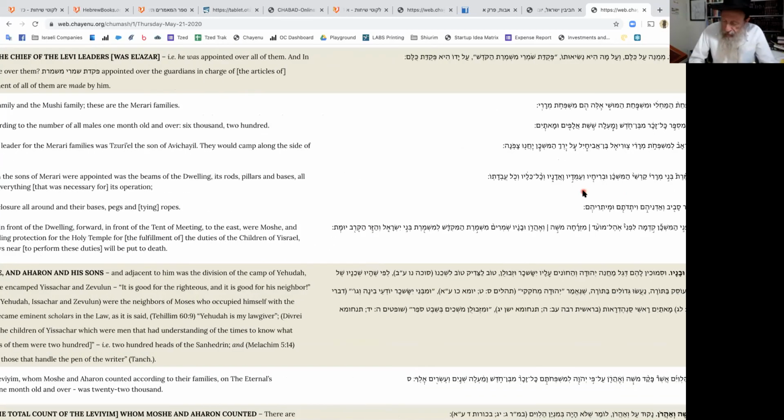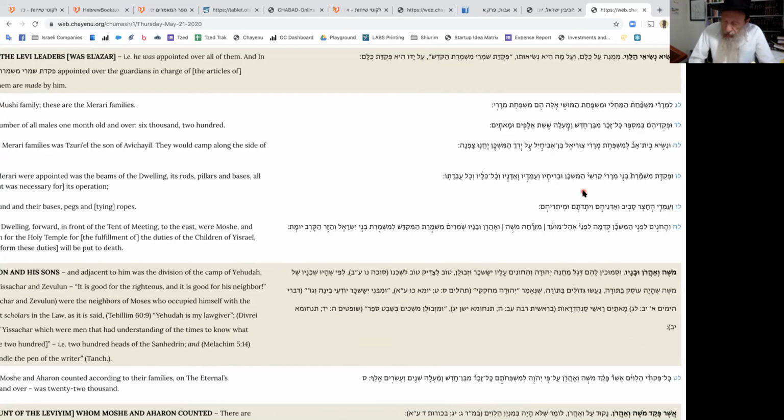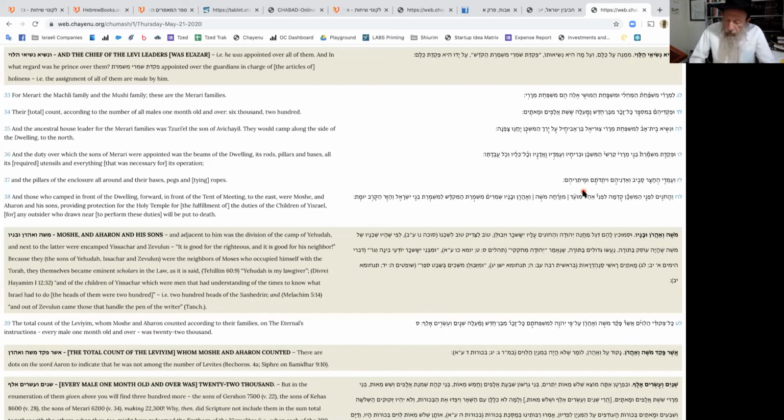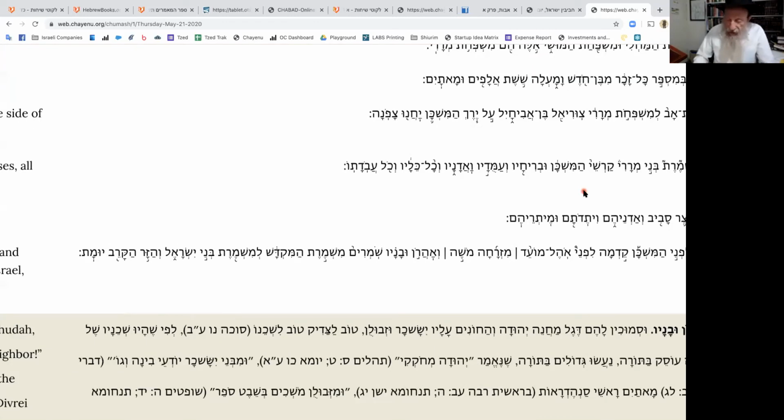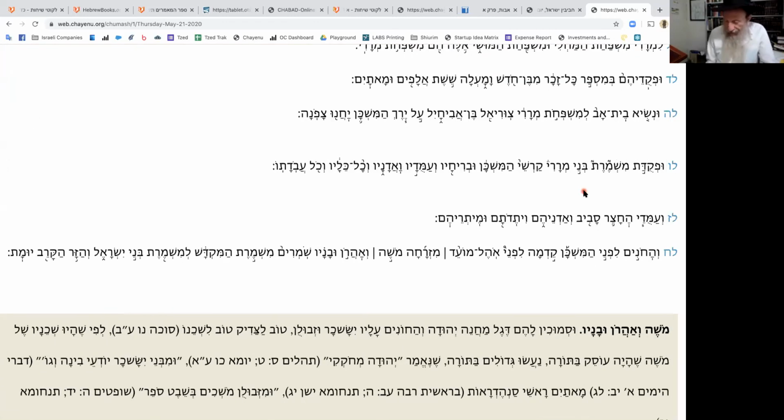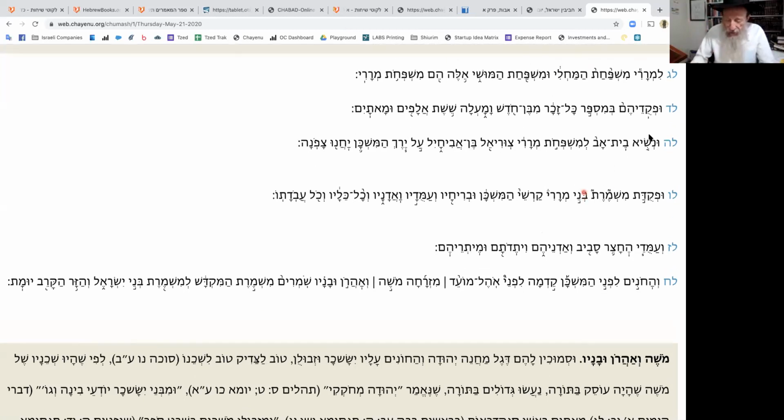Benemari Karshia Mishkan, all the boards. Brichav, all of the bolts that held these boards together. Amudav, the sockets on the bottom. Adonov, Vakal, Kelav, Vakal Avodaso. All of these boards and everything that held them together. And also all of the pillars that held up the drapes on the side. That's what they did. And they also had these wagons that they could carry everything in.